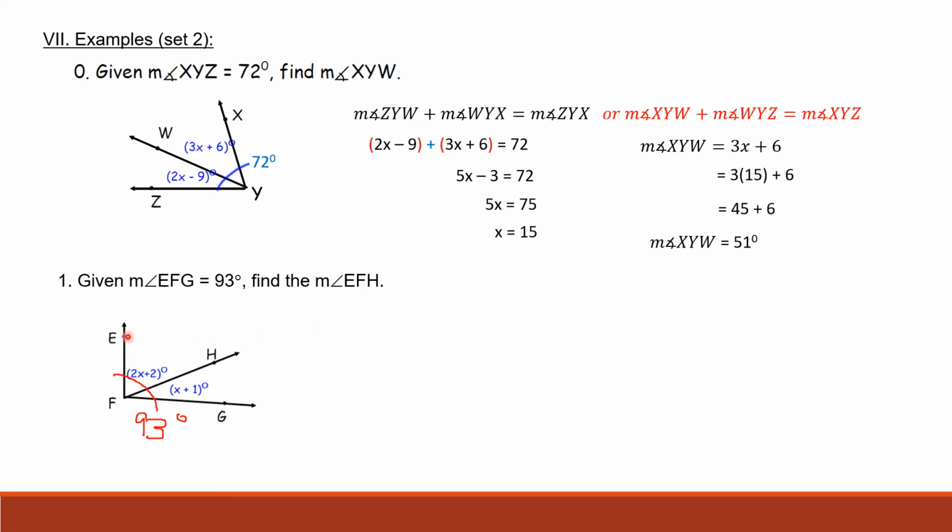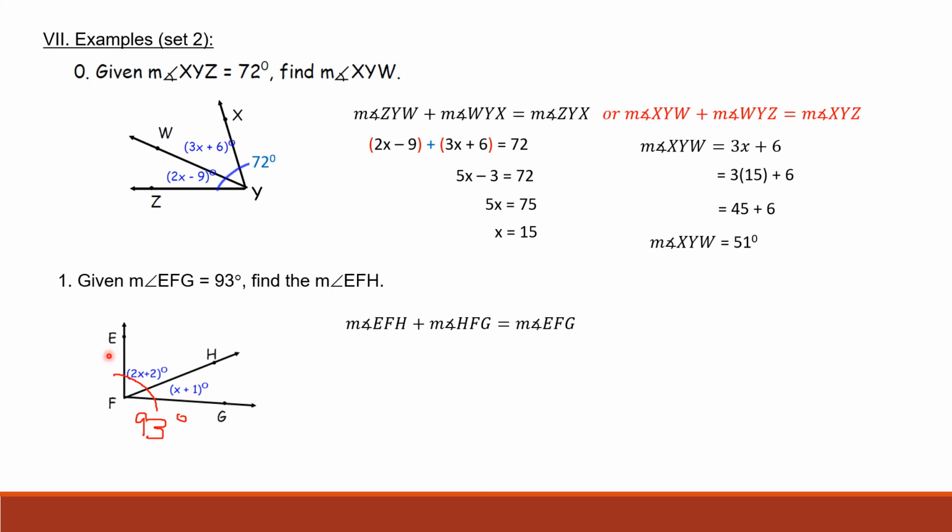So the measure of angle EFH plus the measure of angle HFG equals the fanned out angle, angle EFG. So go ahead and pause the video, because I know sometimes it takes a while to get that written down. So now we're going to substitute.